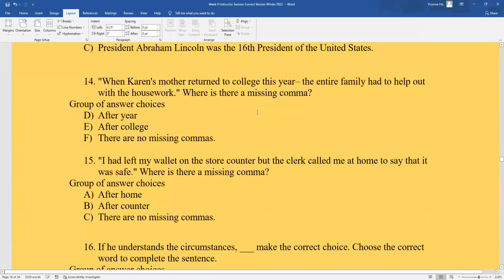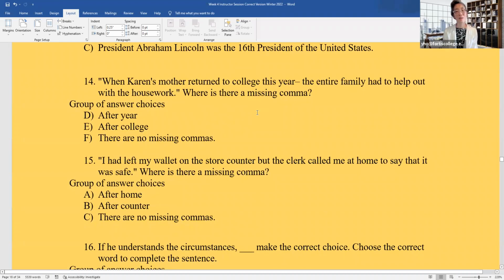Okay, when Karen's mother returned to college this year, why is there a dash there? I'm not sure.